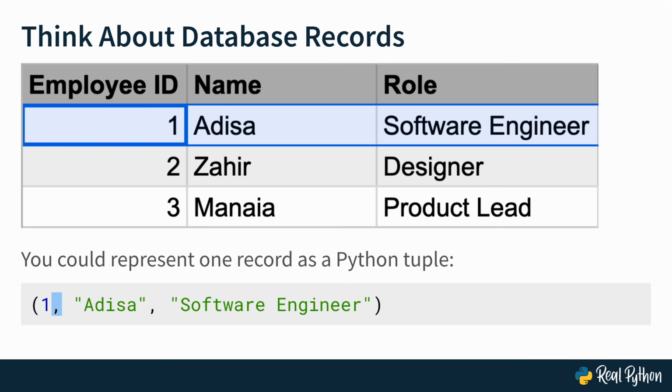The next one is the name, in this case, Adisa, and that would be a string in Python. So you would write out the string Adisa, put a comma again, and then you're in the third column. That's the role, and in this case, she's a software engineer. So you would put the words software engineer also as a string in Python as the third item in the tuple.